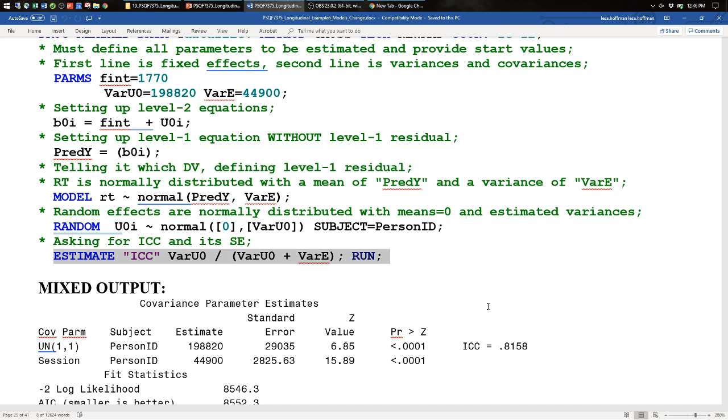Now we get an ICC out of MIXED already, right? What would be the advantage of asking for it this way? What do you think comes with it besides the estimate?